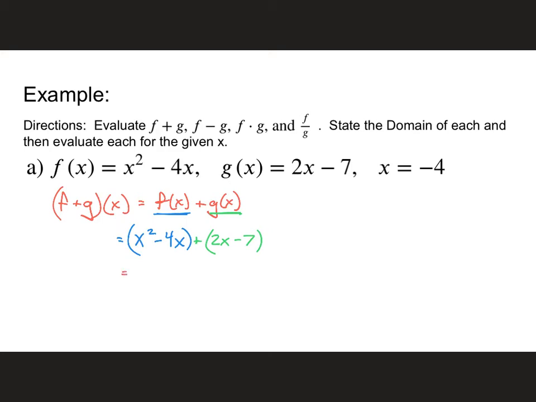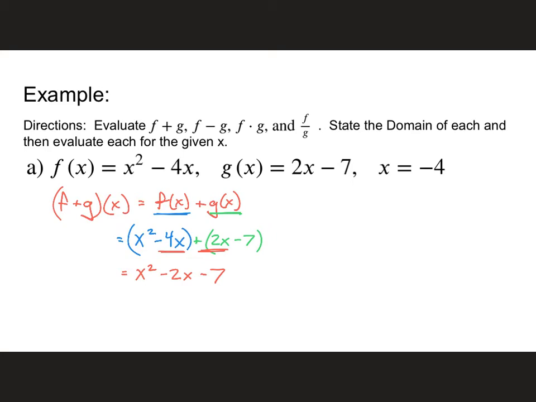So what does that give me? Well, there's no x squareds in the other one, so it's just x squared. I have this -4x plus 2x, which will give me minus 2x. And then I have this minus 7. That's all there is to it. X squared minus 2x minus 7 is f plus g.